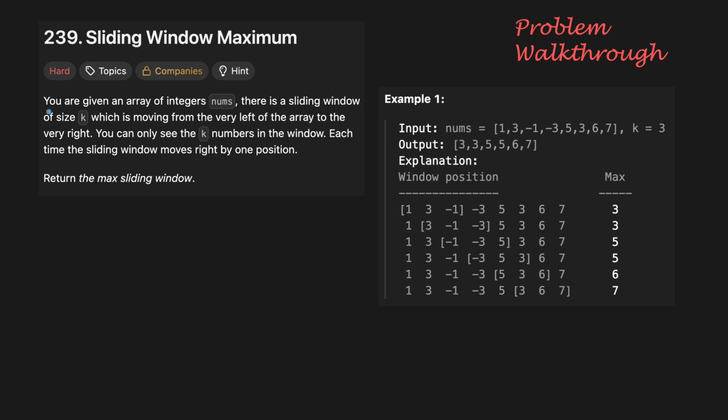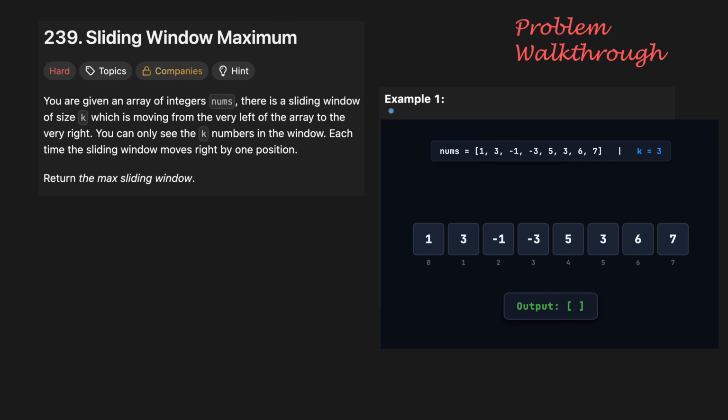In this problem, we are given an array of integers. Imagine there is a sliding window of fixed size k moving from the very left of the array to the very right, one position at a time. We can only see a specific window of numbers. Our job, every time the window moves, is to quickly shout out the single largest number currently visible inside it. Let's quickly look at the example with the following input array and a window size k of 3.